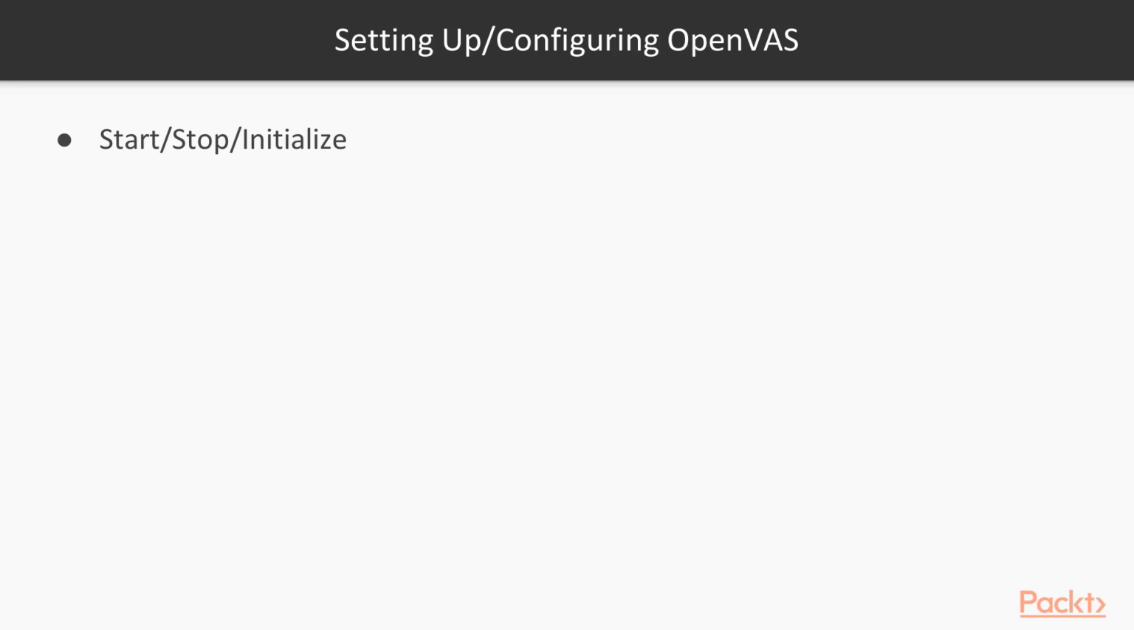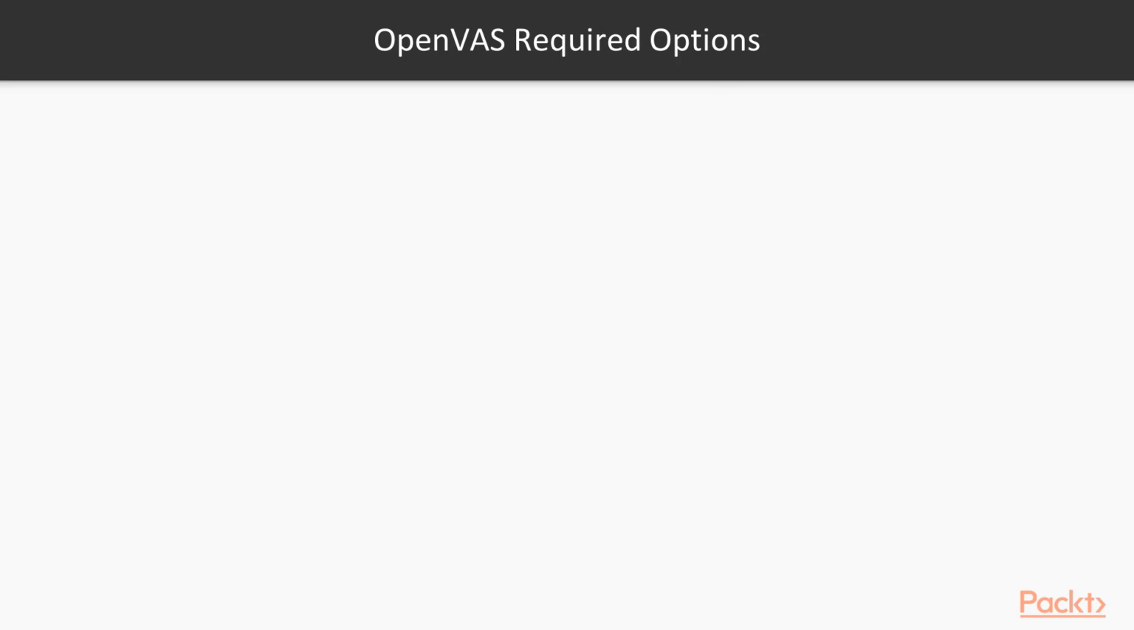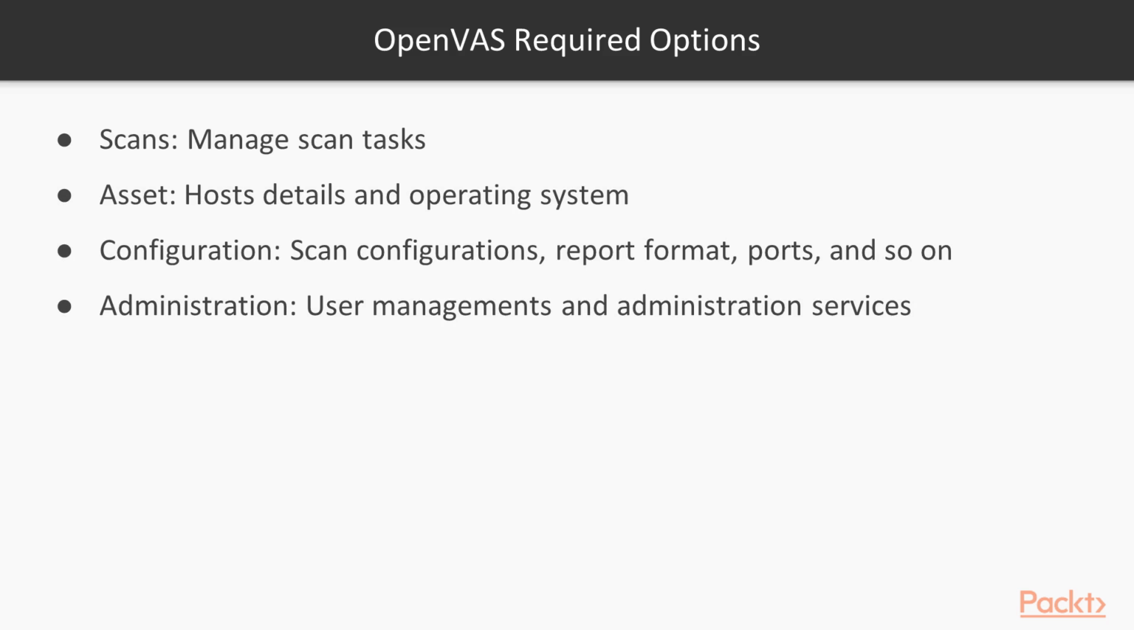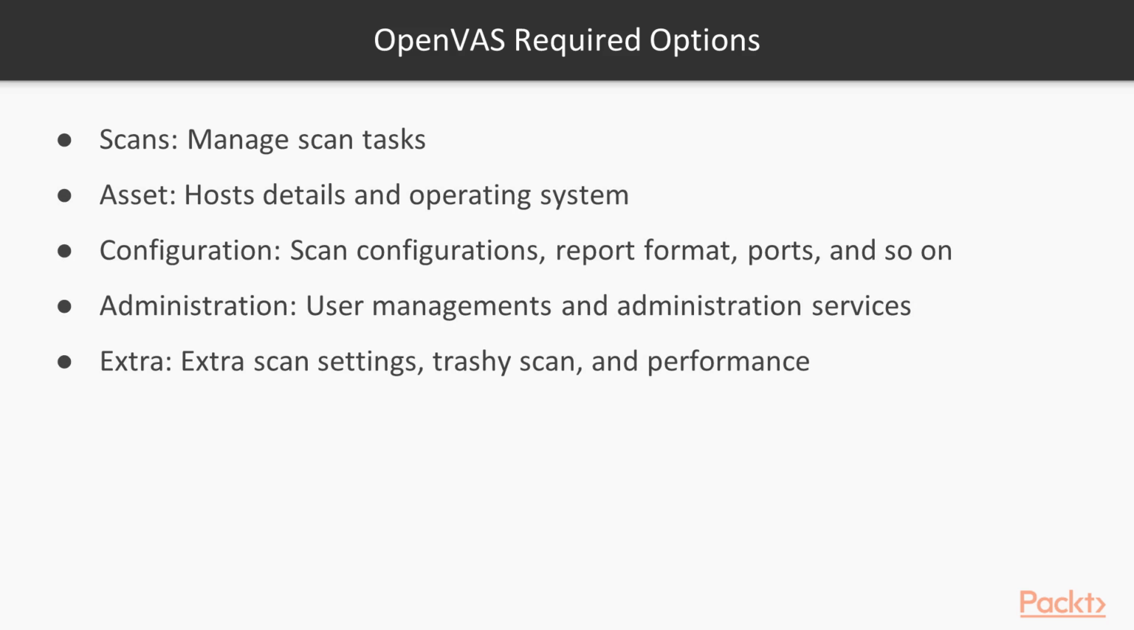Running OpenVAS initialization will update and set up OpenVAS for the first use. After starting the OpenVAS service, we can access it through port 9392. OpenVAS comes with an interactive web interface with complete options like scan management, host details, configuration, administration, and extra options.